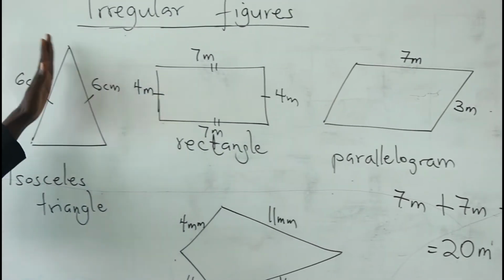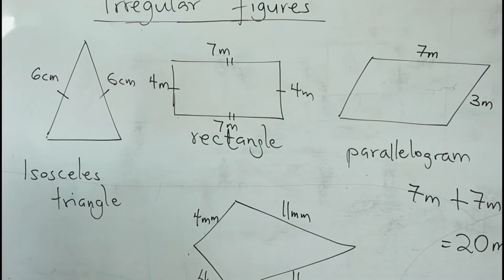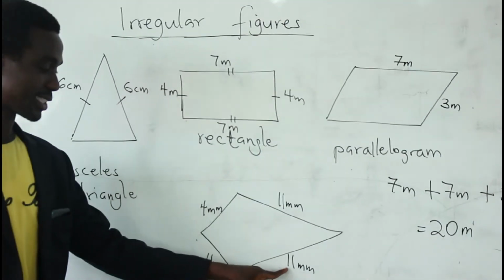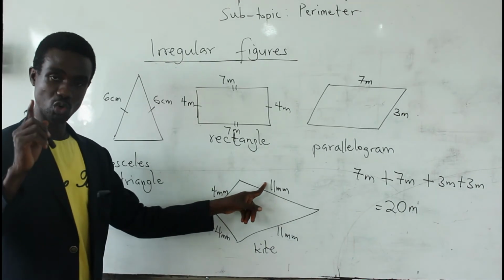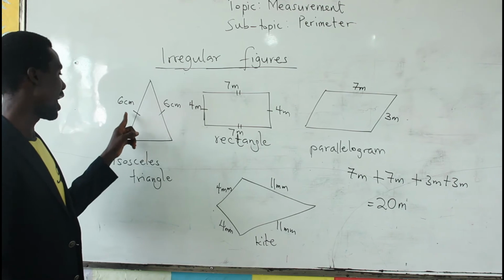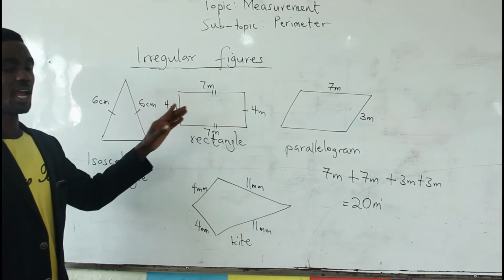And this can happen to any of these shapes here. You'll be given this side, but not this side, or this side, but not that side. You should know that the opposite sides are of equal length. Same with the isosceles triangle and then a rectangle.